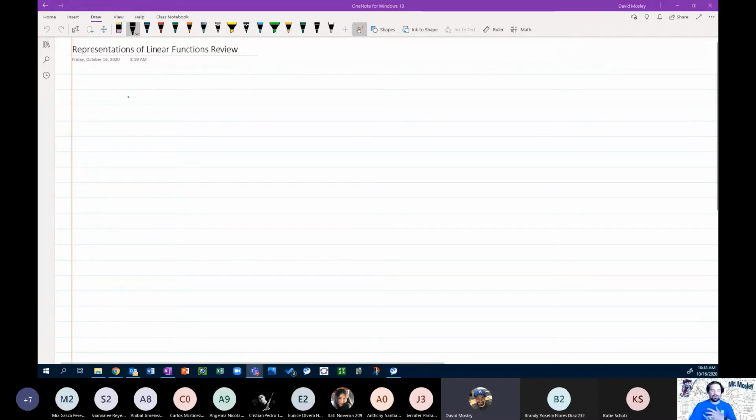Alright, so the first thing is that in a linear function, there are two main parts. We have two main parts in a linear function.